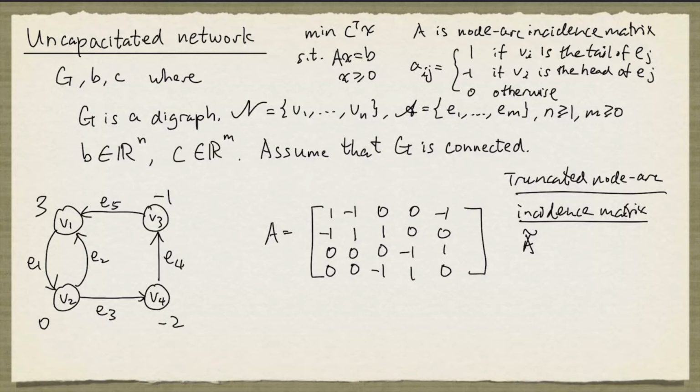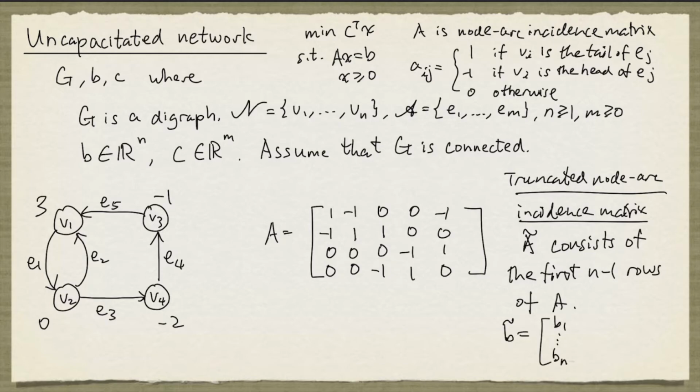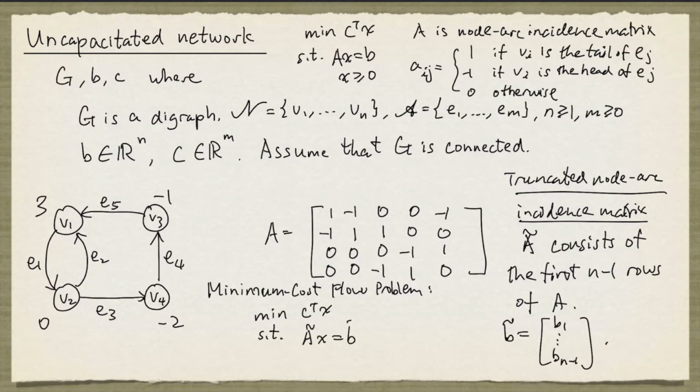And we denote that by A tilde. And we'll define it to be the submatrix of A containing only the first n-1 rows. And we'll also define B tilde to be B1 up to B n-1. We can reformulate the minimum cost flow problem as minimize C transpose X subject to A tilde X equals B tilde, X greater than or equal to 0. And this is a linear programming problem in standard form. Since A tilde has full row rank, we can apply the simplex method to this.